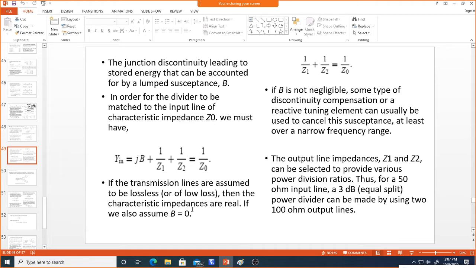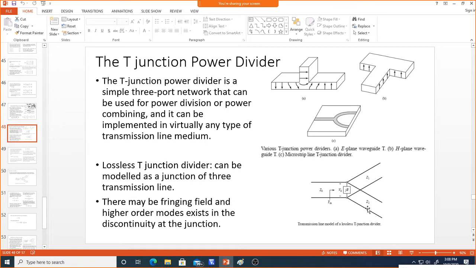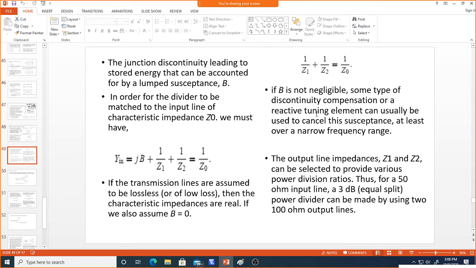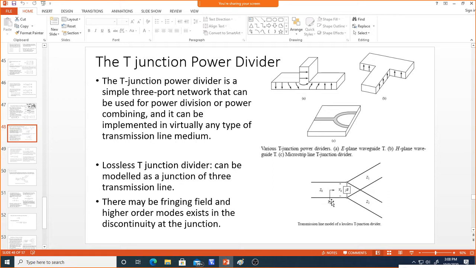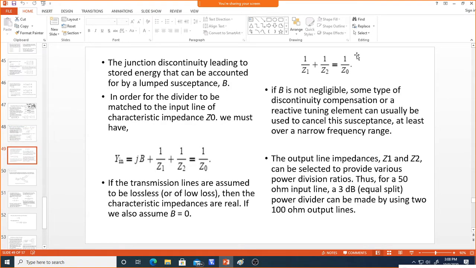If we consider it as 0, and also the characteristic impedances, the port impedances Z1 and Z2 which we are taking here, are real, then we can calculate how the power will be divided. The equation will be, this term is 0, and if you want to match the input port, Yin should be equal to 1 over Z0. So if I want to match port 1, we have to take Yin equal to 1 over Z0.